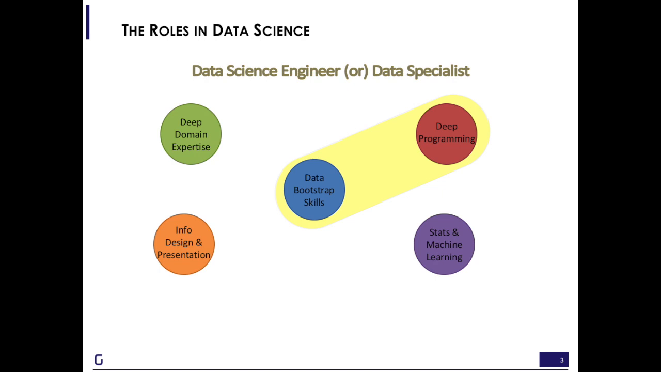So the first role that we'll be looking at is a data science engineer or data specialist. These are folks who combine the data bootstrap skills with deep programming, either front-end, back-end, or full stack, and they fall under this title. These roles are critical in application programming, integration, and cloud implementations of data science applications.